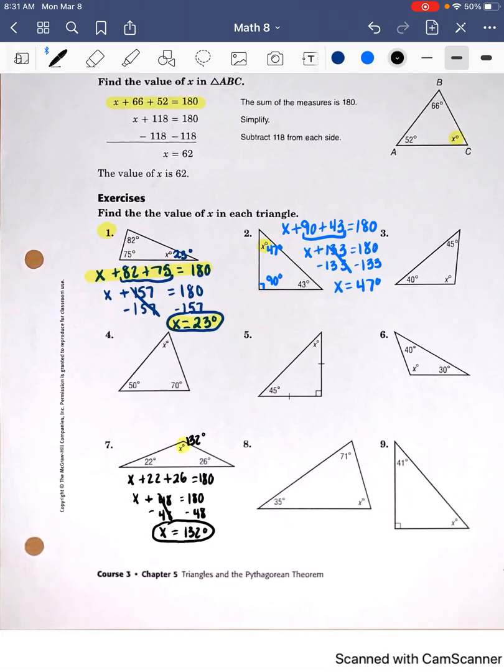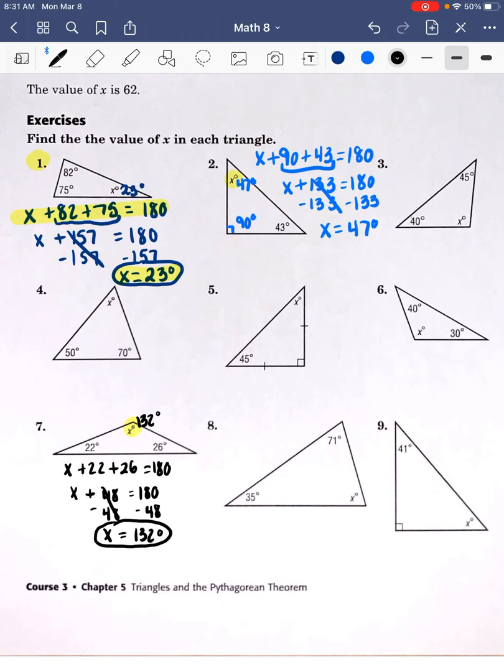So it is pretty simple doing these. It's very routine. You're doing the same steps every time, writing out that equation and then solving for your x, but you solve the same way every time.